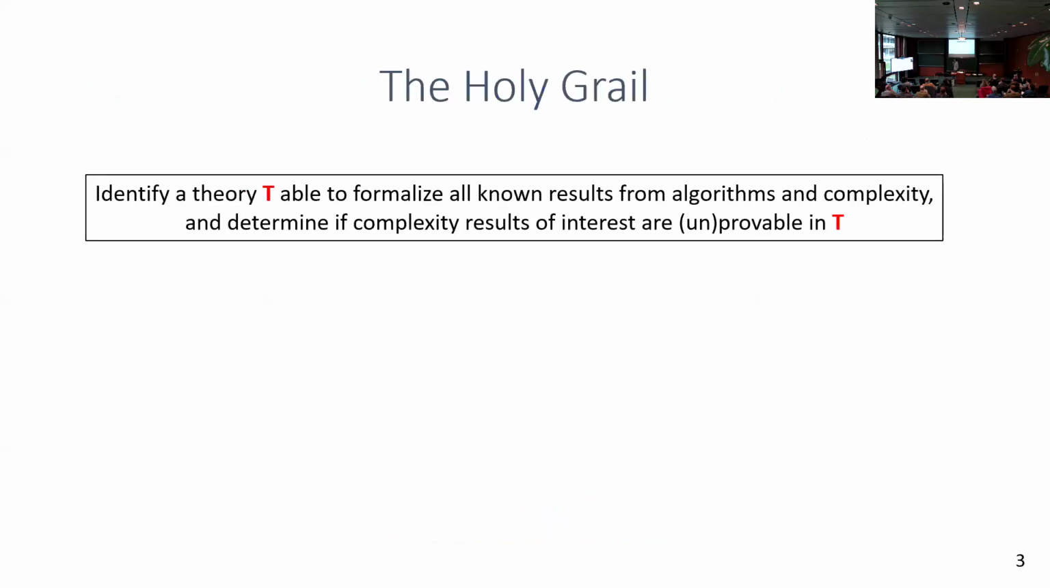And the holy grail of this area, if possible, would be to figure out a theory T that is able to prove all known results in algorithms and complexity, and then to give us an excuse why we haven't succeeded so far, right? And then we show that in this theory, the major open problems cannot be settled. So this would be the ideal result, if indeed these complexity questions are unprovable.